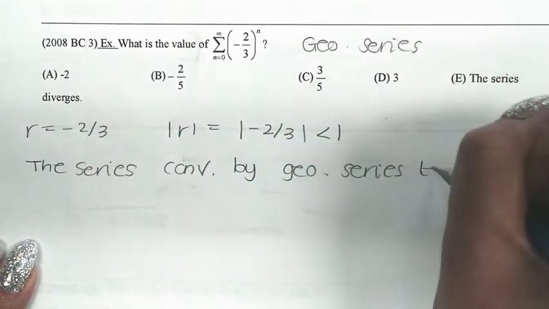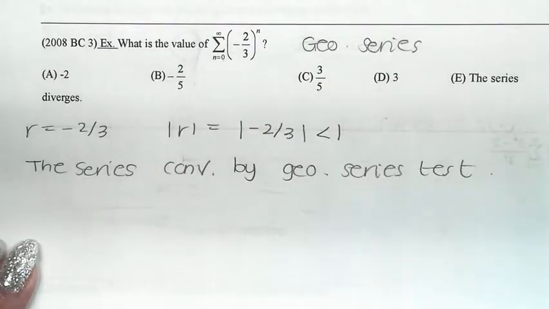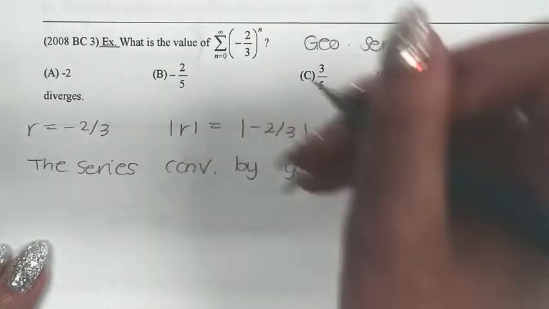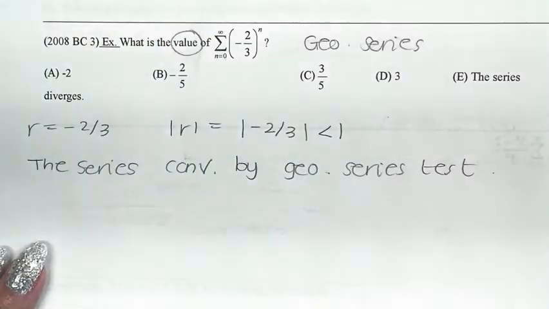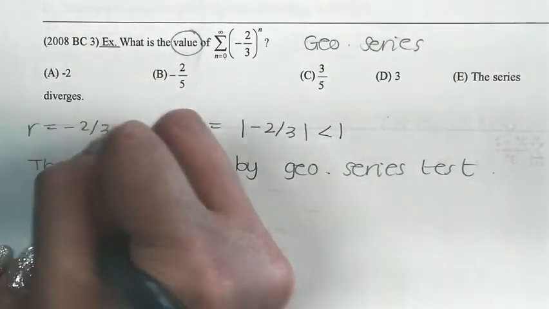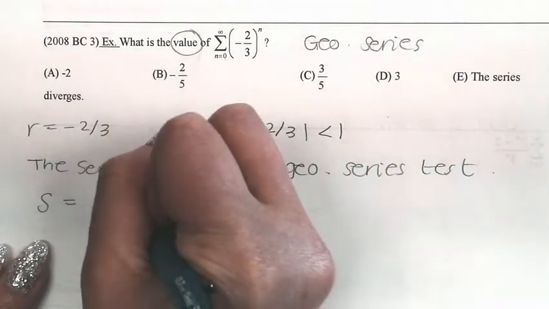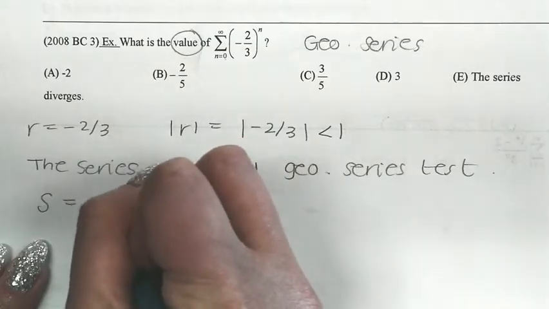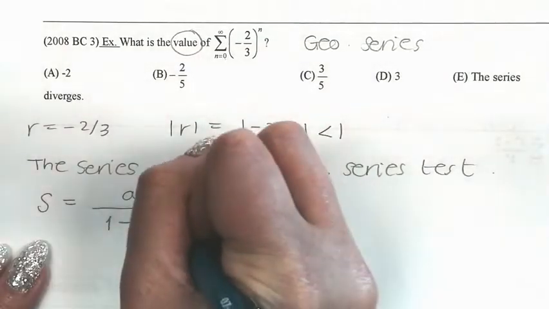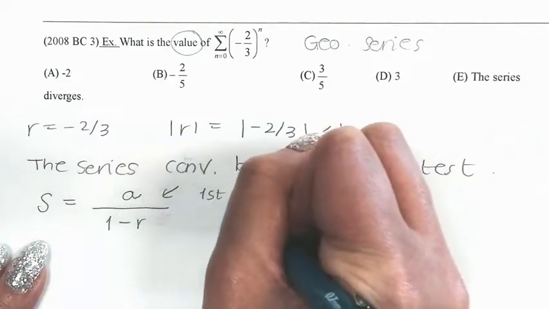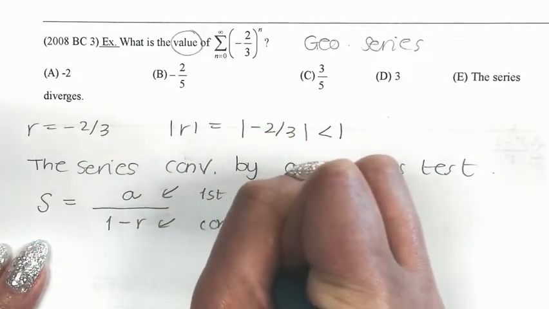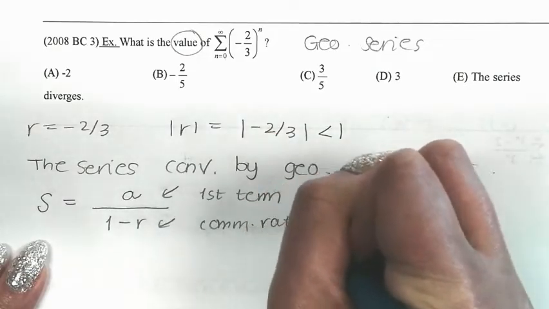After that, you're like, well, that's great, but that's not what they are asking. So what are they asking? They are asking about the value. I can find a value if I find my s. S is the sum, a divided by 1 minus r. A, remember, is the first term of your series, and r is the common ratio. Are we okay with that?